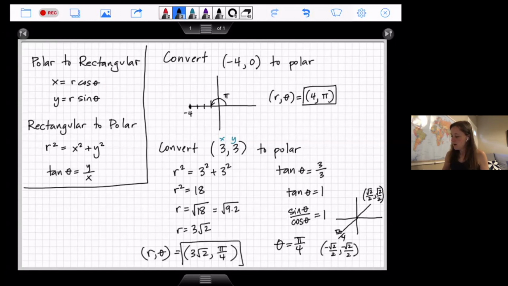Again, polar representations of points are not unique, so there's actually an infinite number of correct answers. Doesn't mean you can put anything you want, but there are an infinite number of correct answers that will get you to the point 3 comma 3 as well.